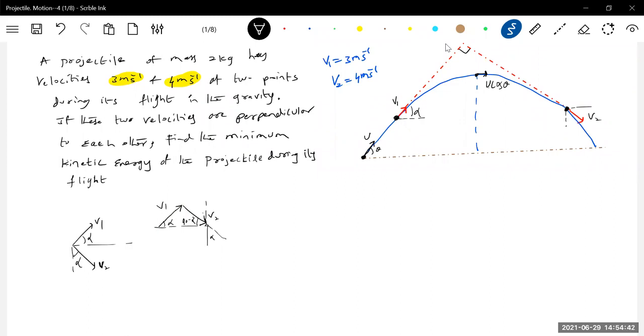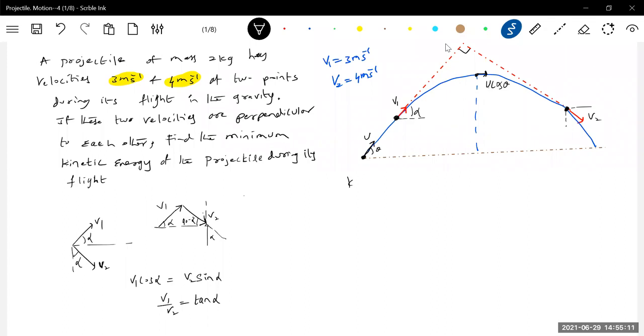We know the horizontal component of velocity should remain the same. So what is the equation? We can write it now, looking at this: V1 cos alpha equal to V2 sin alpha. So V1 by V2 is equal to tan alpha. But what was our condition? We have to calculate u cos theta. We know V1, V2, and tan alpha I obtained.